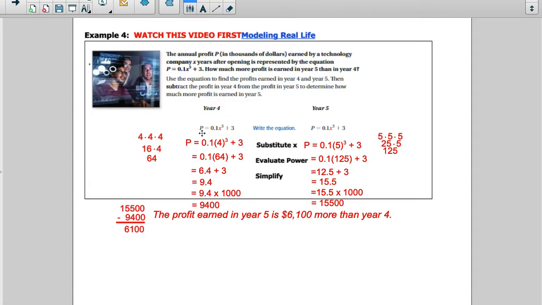Okay, this looked a lot harder than it actually is, and we simplified both sides, right straight down, and then compared the two profits. So be sure to stop the video and fill in all of this information so you have the notes, and when you're done with that, we will move on to the next page.